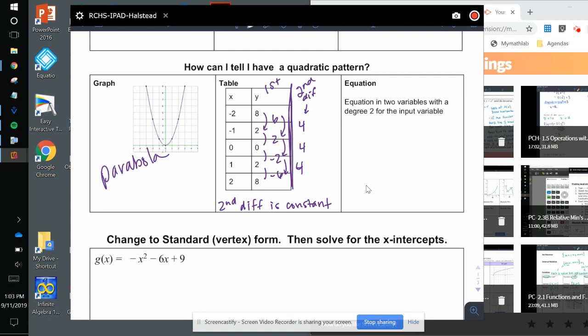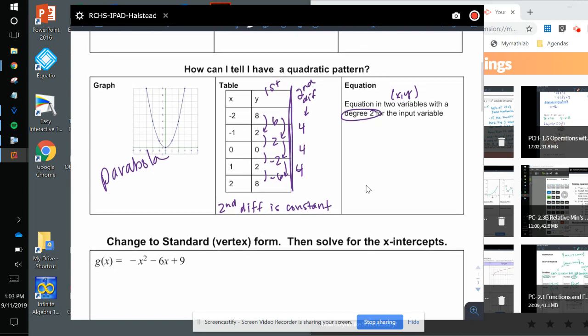In an equation, there are two variables, so x and y. And the highest degree is a second degree, and all the exponents in our parabola have to be whole numbers. So y is equal to x squared plus 2x plus 1. X to the first power is technically a whole number there.